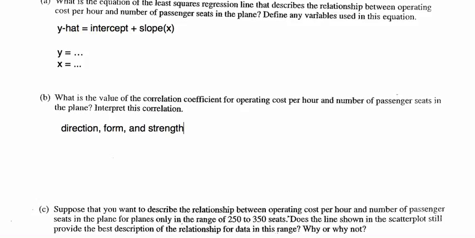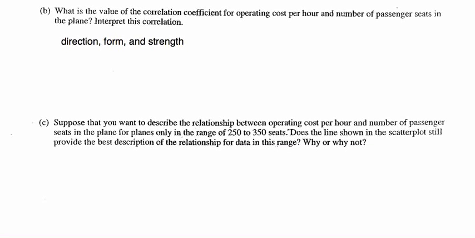Something to think about. So on the last part of the question, let's say you only want to look in the range from 250 to 350 seats. Does the line shown in the scatter plot still provide a good description of the relationship? Why or why not? So it is a yes or no question. Make sure that you answer yes or no, but then you do need to explain why or why not.